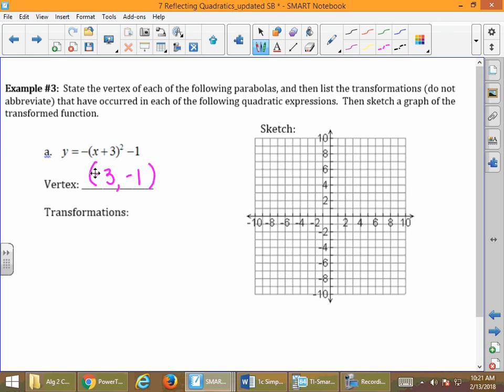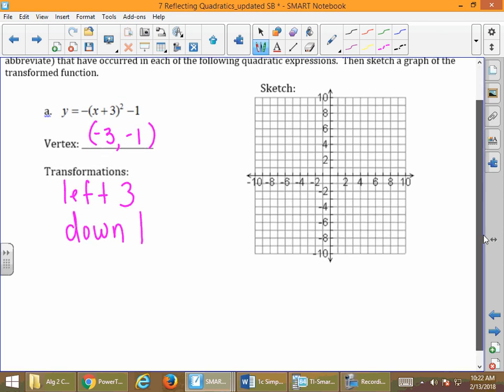Which ultimately, when we were doing these types of problems yesterday, means that we're going to go left 3. Gotta spell it right. Left 3. And the minus 1 means down 1. But we have one more transformation on this. And it actually is the negative in front of the function. Because it's in front of the function, it's outside of the function. And that's going to be the reflect over the x-axis.